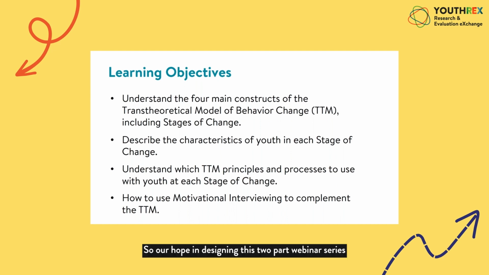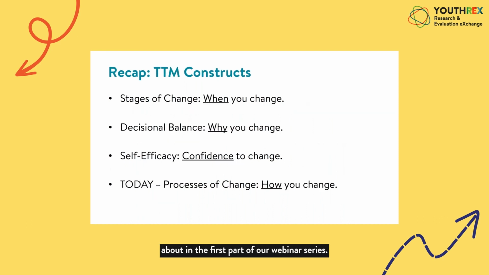So our hope in designing this two-part webinar series was that by the end of it, you'll be able to describe the characteristics of youth in each stage of change, which we'll be talking mostly about today. And you will also gain an understanding of which TTM principles and processes to use with each youth at each stage of change. And lastly, we're going to talk about how to use motivational interviewing to complement the Transtheoretical model in your work with youth. So we're going to begin with a bit of a recap or review of what we talked about in the first part of our webinar series for those of you who are joining us for the first time, and for those of you who did join us who may need a refresher.